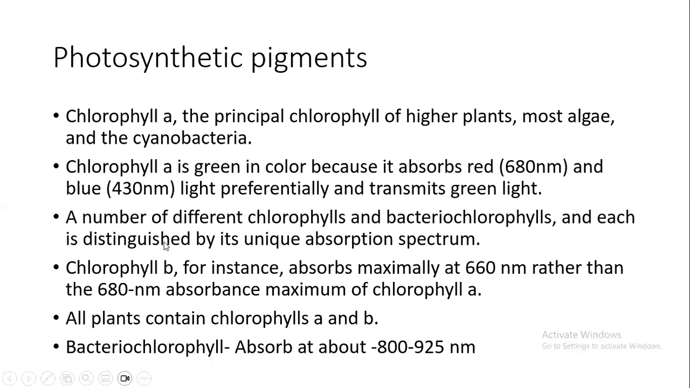In addition to the chlorophyll A molecule in the case of plants, there are many other chlorophyll molecules as well, such as the bacteriochlorophylls. Chlorophyll B molecule absorbs at a different wavelength, at about 660 nanometer rather than 680 nanometer. So chlorophyll B molecule is present also in plants along with chlorophyll A molecule, while the bacteriochlorophyll molecule will absorb at a different wavelength, around 800 to 925 nanometer.